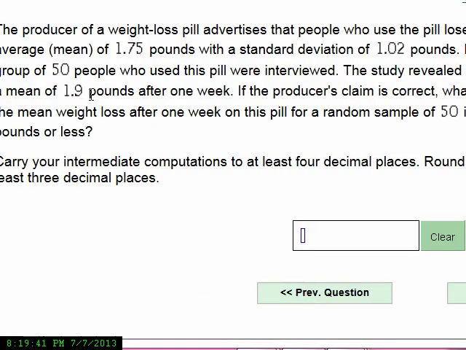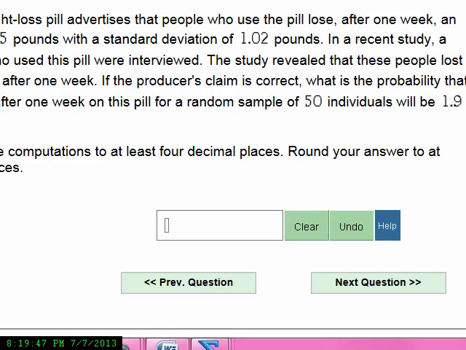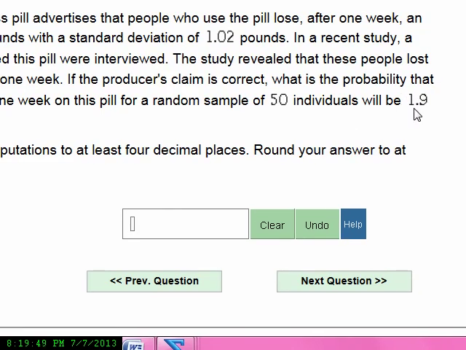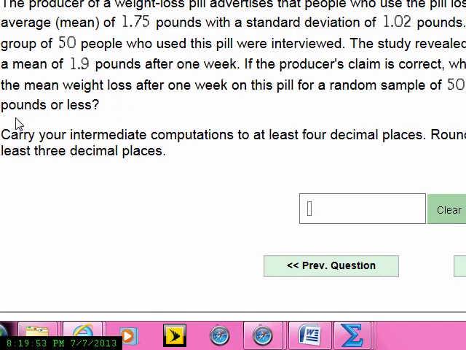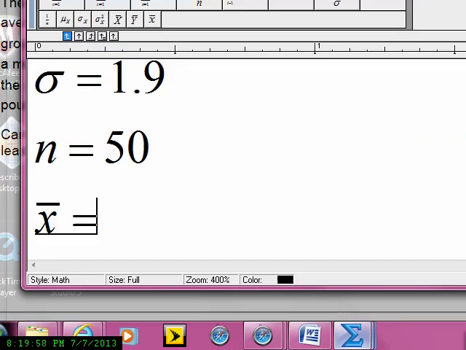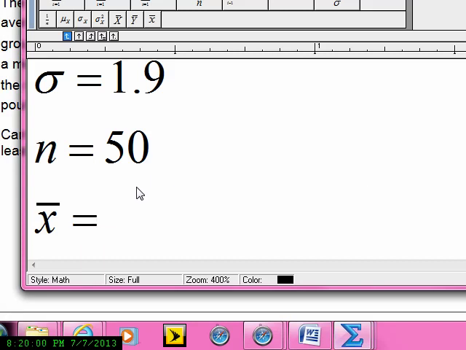Yeah, it is 1.9. Standard deviation was 1.02. Okay, so 1.9, it says it here. You can't see it, but it says will be 1.9 pounds or less. There it is, or less. Okay, cool. All right, so let's go out to our equation and capture that. Okay, so 1.9 or less, and this was 1.09.